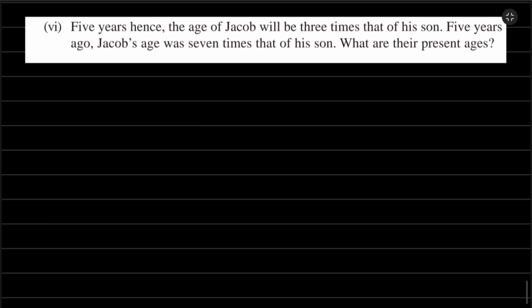Okay, now let's do this. This is the sixth question and the last question of the exercise. 5 years hence, hence means after, okay, 5 years hence the age of Jacob will be 3 times that of his son. So here you have two characters. First one is Jacob and the next character is the son. Okay, this is your present age, this is your future, and this is your past.